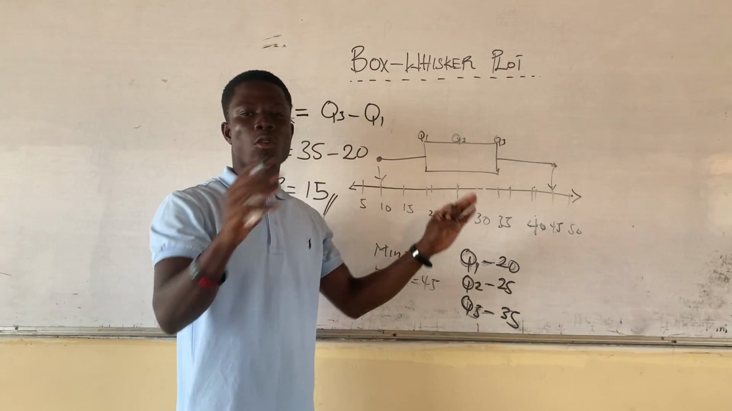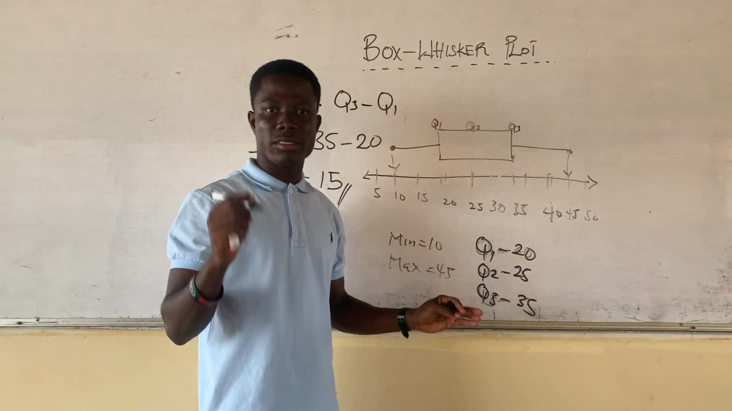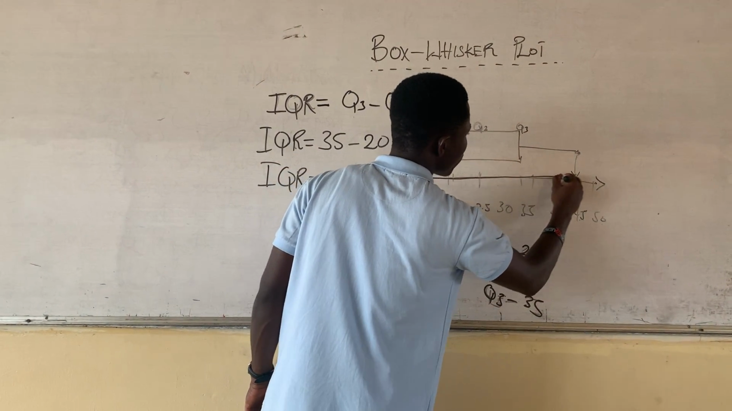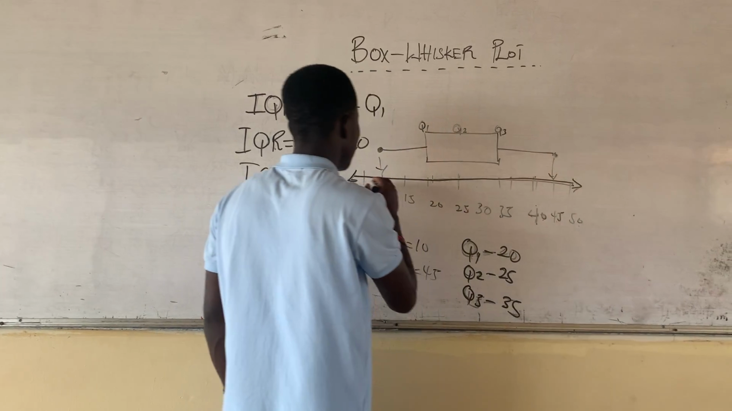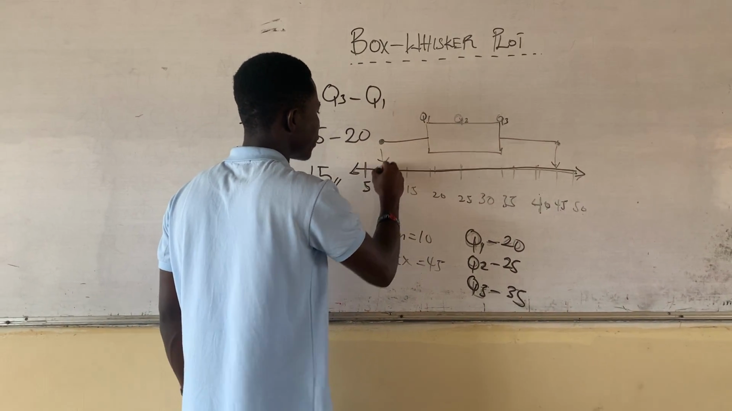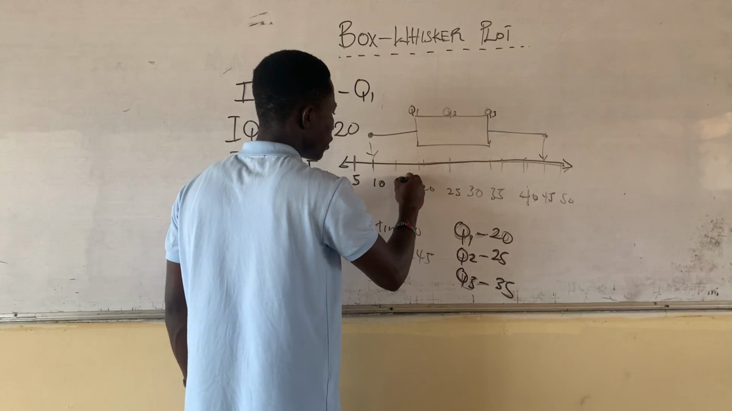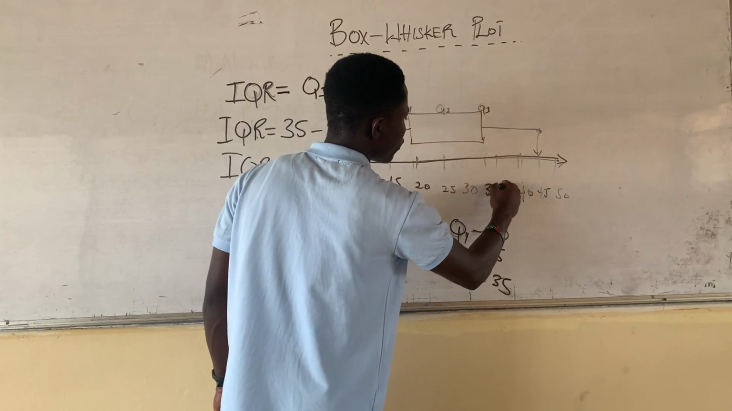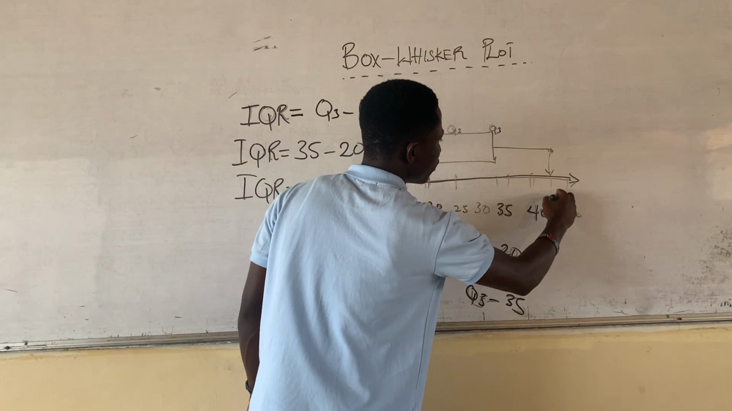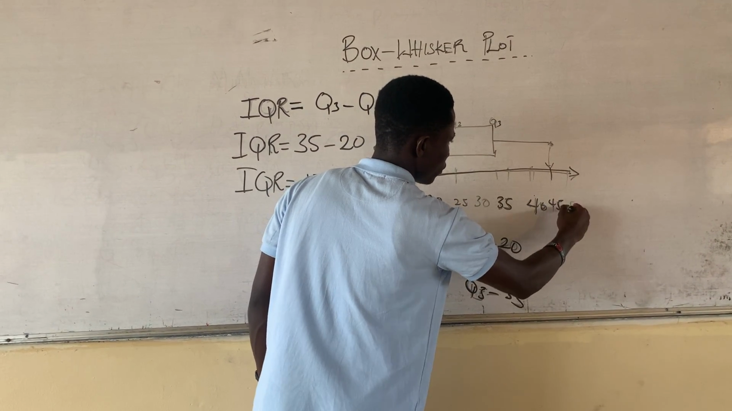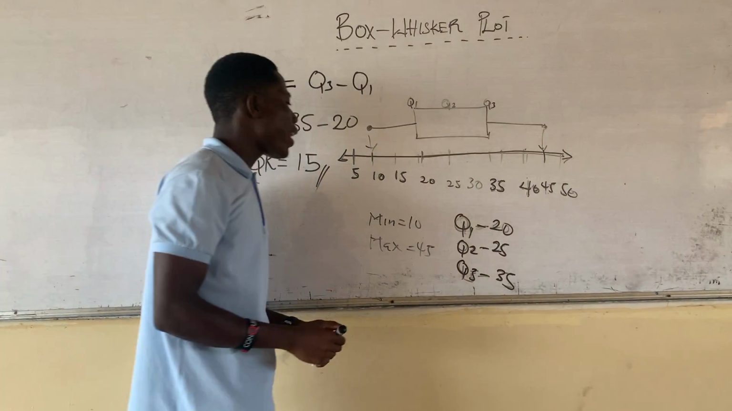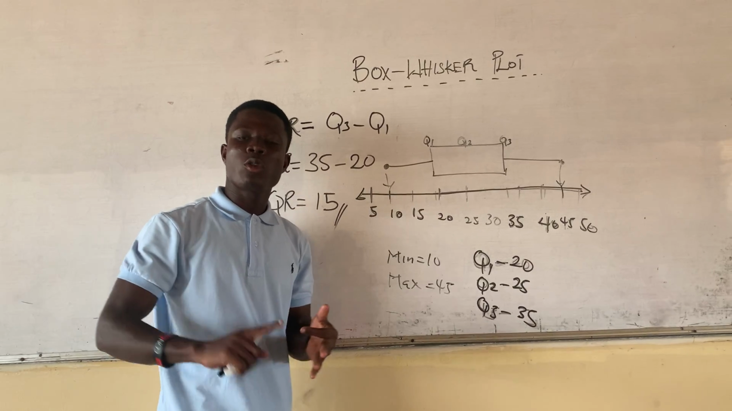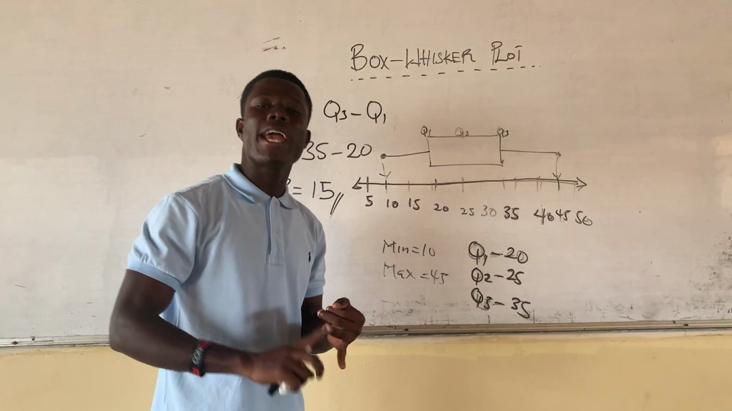Please, this is all about a box and whisker plot. As I said, you will always get a straight line, and then there will be divisions of the straight line. They will divide it for you. After the division, they will then ask you to identify your first quartile, your second quartile, your third quartile, your maximum number and your minimum number.